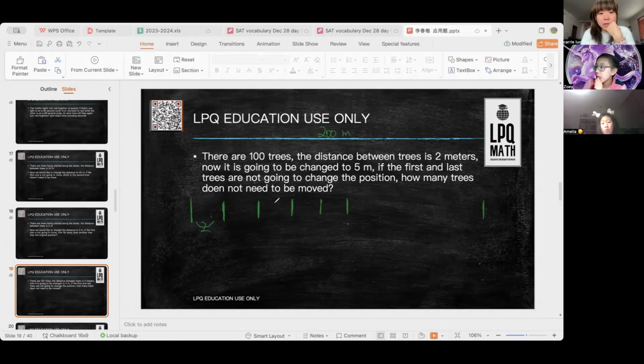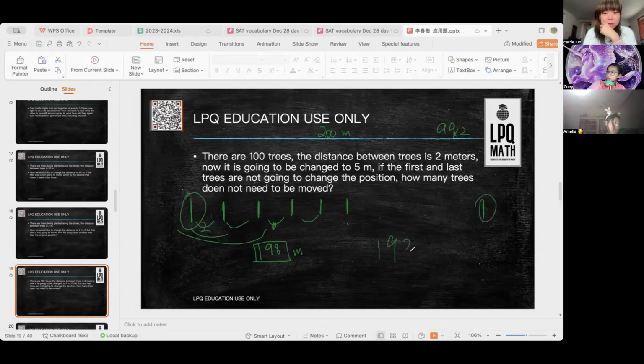No. Actually, the number of intervals between all of them is only 99. Correct? So the distance will be 198 meters. Get it, everybody? Okay. So now I'm going to change from 2 to 5. That means the first one I'm not going to change, right? And the last one is not going to change. So the distance is still 198. Get it?